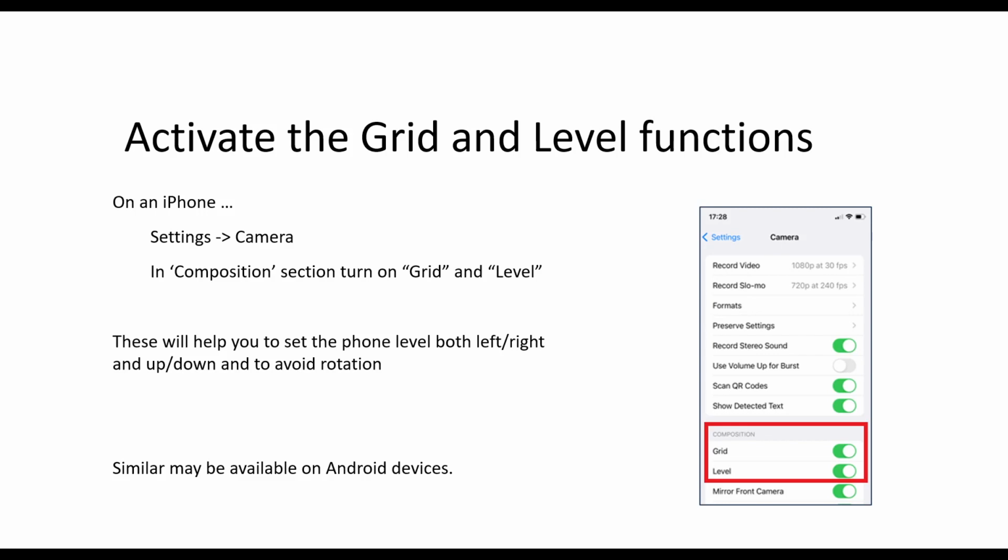So to help you get the camera level, top and bottom, left and right, you can turn on these features on an iPhone, and this shows you how to do this. Basically, go to Settings, Camera, and follow the instructions here on screen. I'm sure that there must be something similar available on Android devices, but I'm afraid I don't know anything about them.